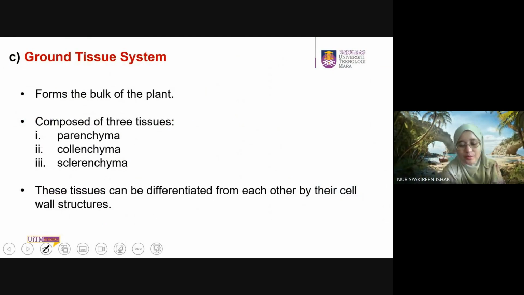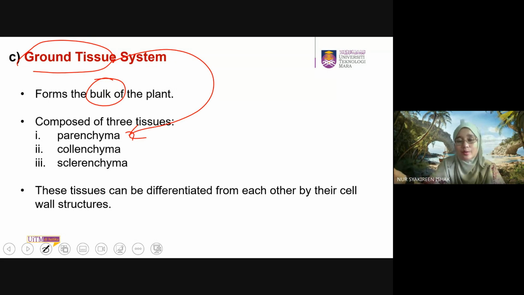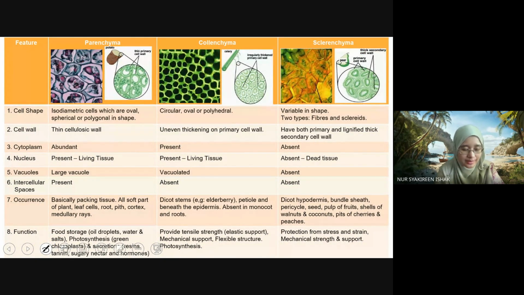Okay, so next one is the ground tissue system forms the bulk of the plant. Okay, forms the bulk main. Kan. Bulk of the plant composed of 3 types of tissue. Ground tissue, ada 3 jenis lagi tissue. It depends on the type of the plant or parts of the plant. Okay, so parenchyma, collenchyma, and also sclerenchyma. It depends on the function of that ground tissue. Okay, so this tissue can be differentiated from each other by their cell wall structure. Okay, so from this table, as you can see, it differentiates between parenchyma, collenchyma, and also sclerenchyma.